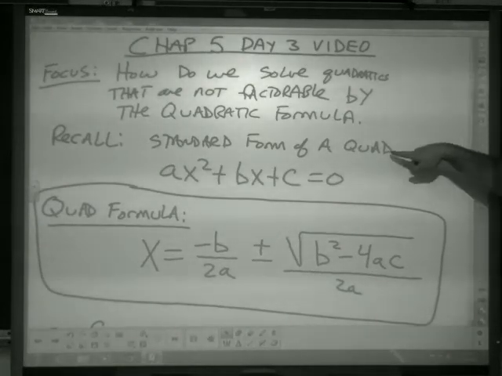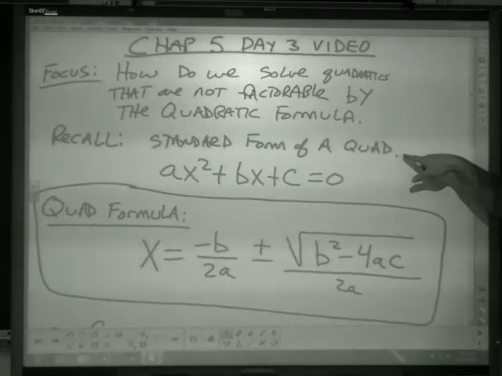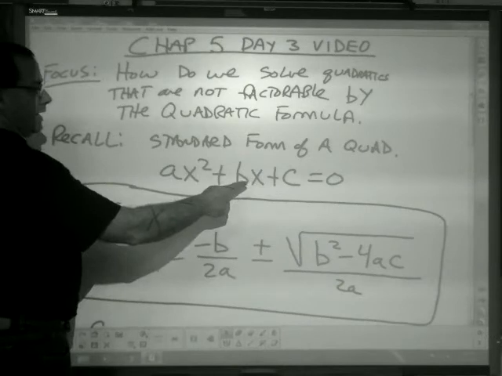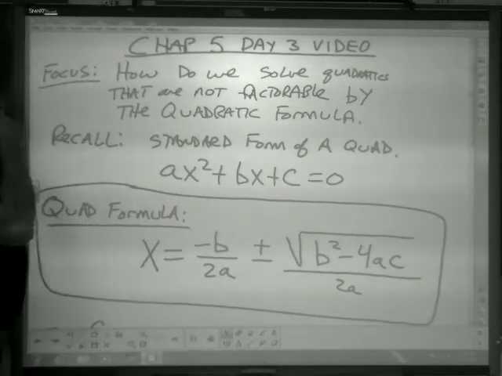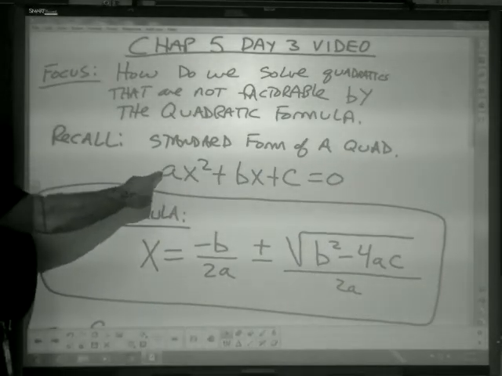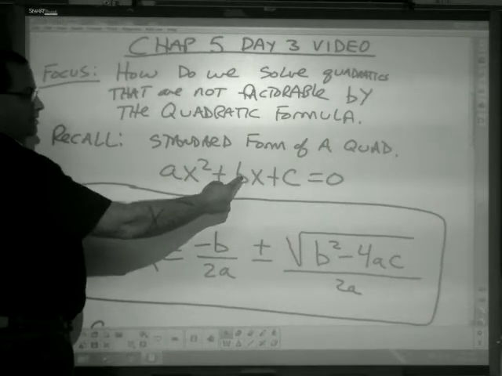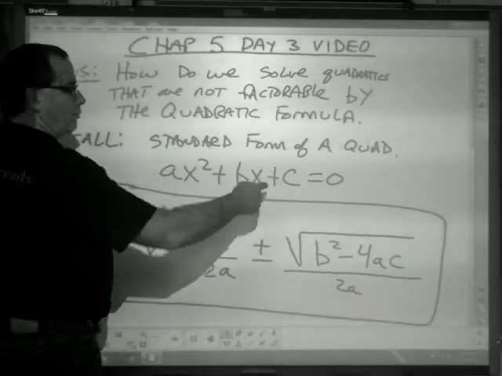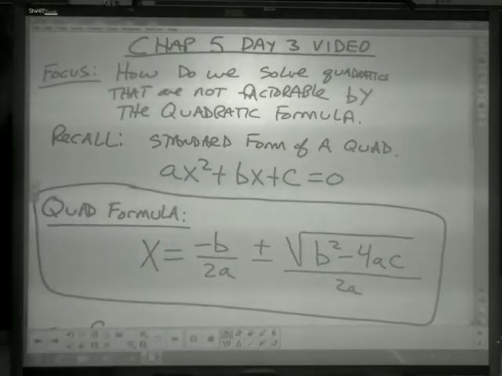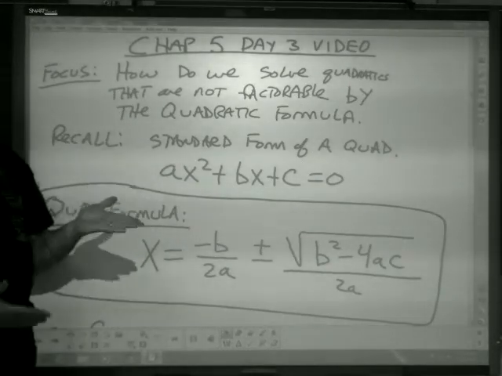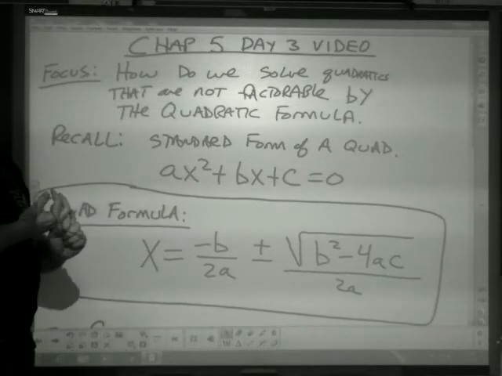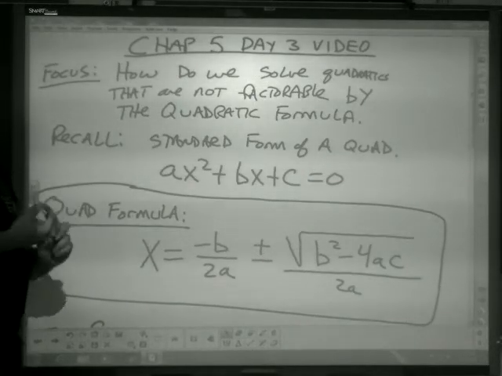So let's recall, standard form of a quadratic again. We have the ax squared, the bx, the c, and the 0. The a is in front of the x squared, the b is in front of the x, and again you got to keep track of what sign it is. And the c is the standalone number not next to any x. And the standard form has this equal to 0 because, like we said on day 1, we're trying to find the zeros, or sometimes they're called the roots or the solutions of this.